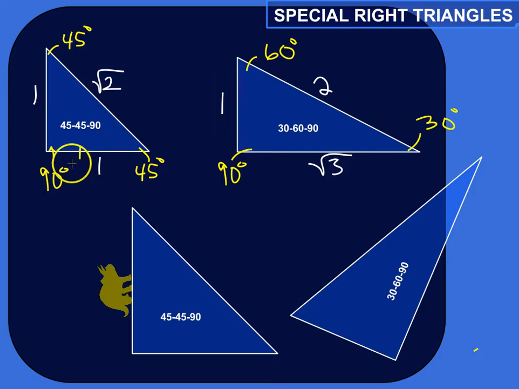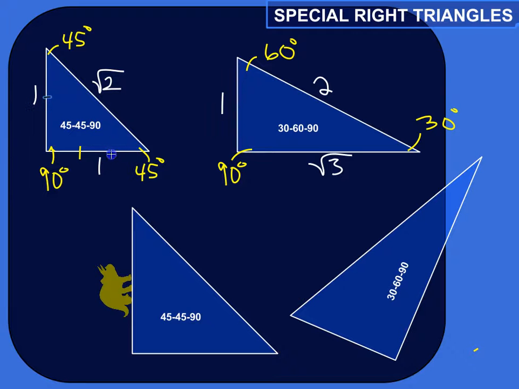We call them special. So there's two of them here that I want to talk to you about: the 45, 45, 90 triangle and the 30, 60, 90. And we just call them that because that's what their angles are. So 45, 45, 90 triangles have two angles that are 45 degrees each, and then their 90-degree angle. So the 45, 45, 90 triangle will be isosceles.